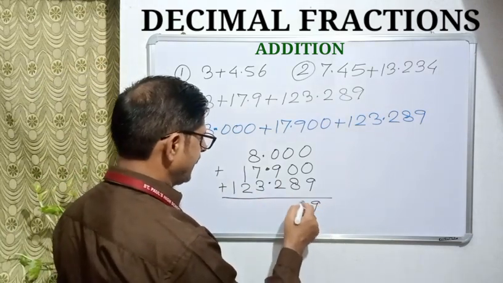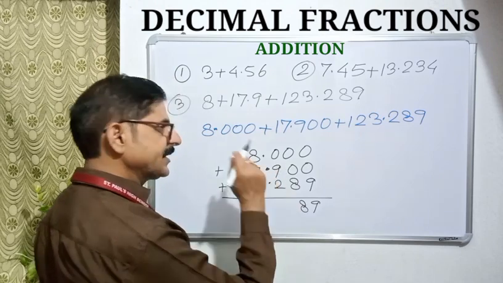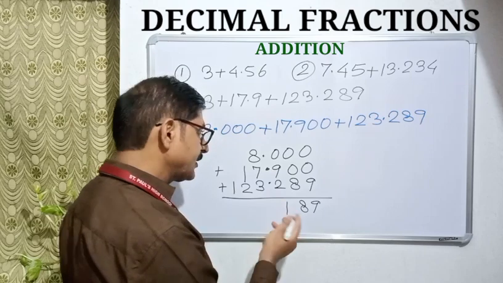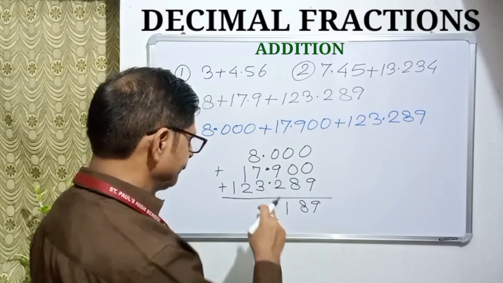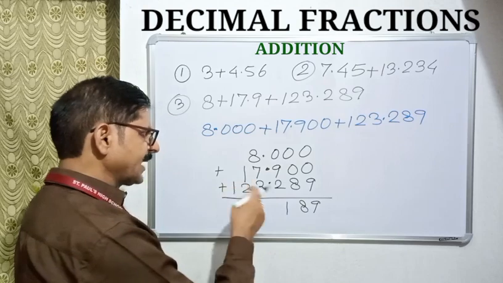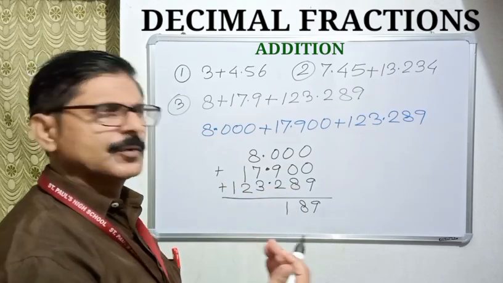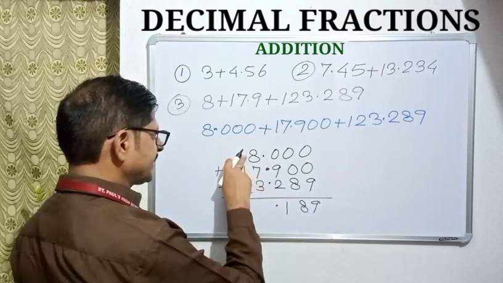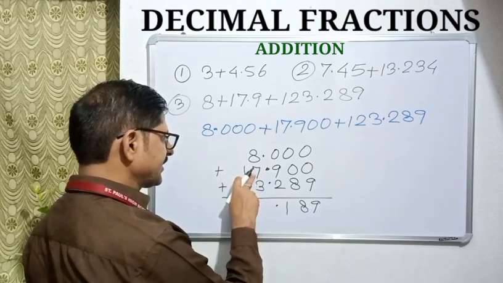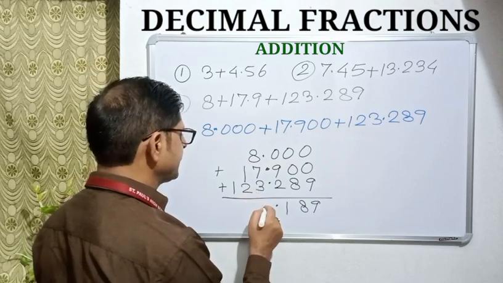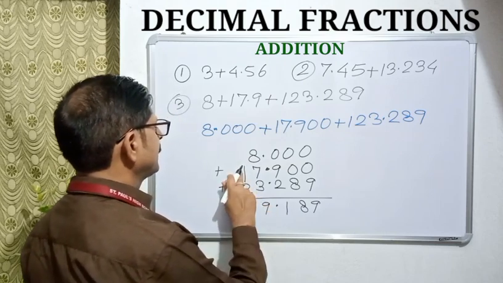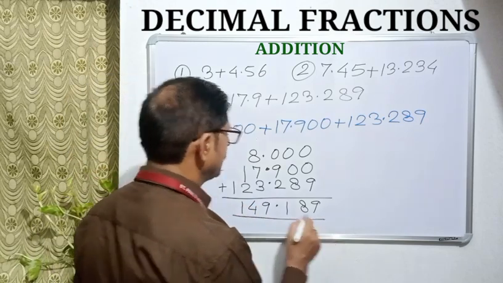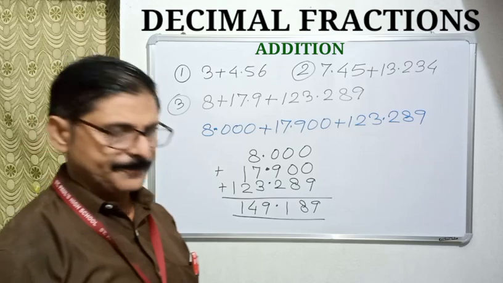9, 8, 9 plus 2 is 11. And if you write 1, carry 1, where to write the remaining carry 1? Just this side, as you do for whole numbers. Point. 1 plus 8 is 9, 9 plus 7 is 16, 16 plus 3 is 19. 9, carry 1. 1, 1, 2 plus 2, 4, 1. I hope you will find it very easy.